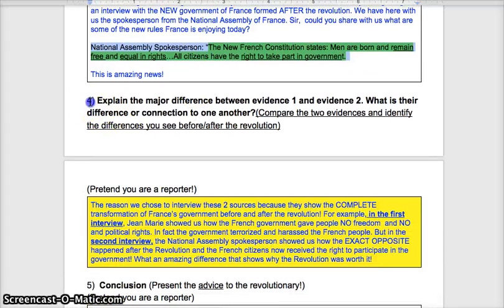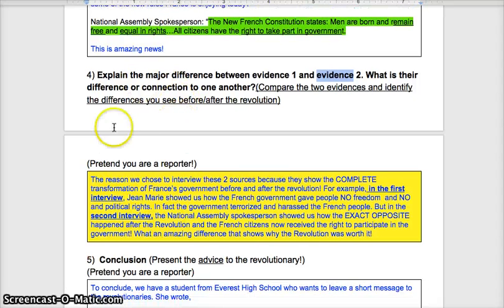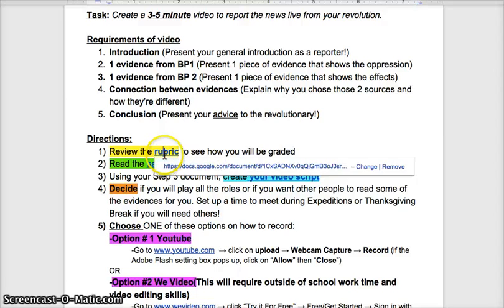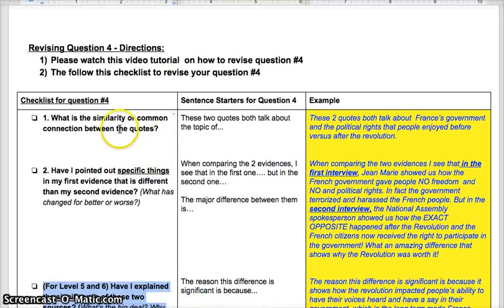Now, this question is asking us the major difference between evidence 1 and 2. You have to compare the difference and the similarity here. The one issue I had in the old paper that I gave you guys is that I didn't do the similarity and difference. When you read this, you only see that I talk about the difference. I talk about what's different in evidence 1 and 2. But right now, I'd like you guys to revise this by clicking on rubric right here and looking at the 2 questions I have that you should be answering in question number 4. So let me go over how I did this.